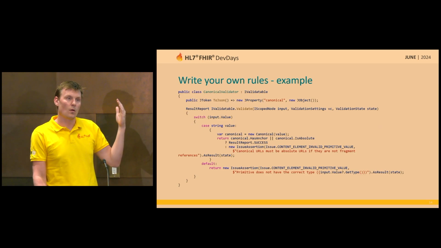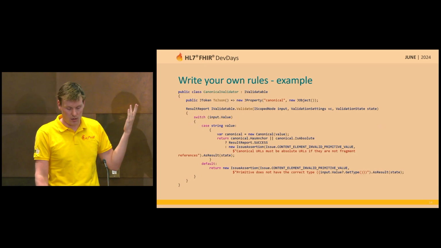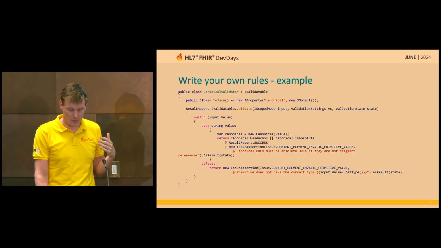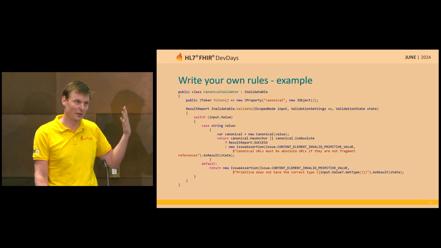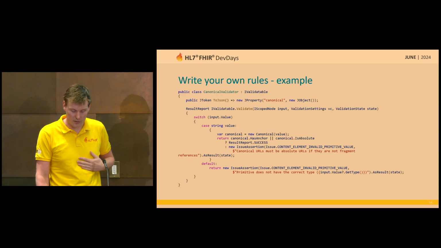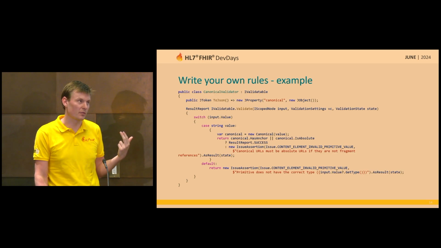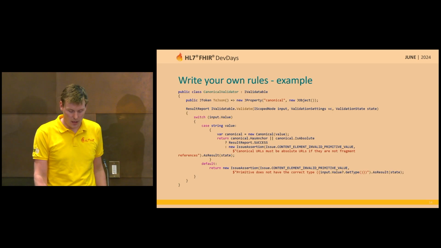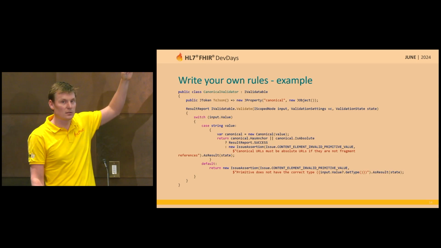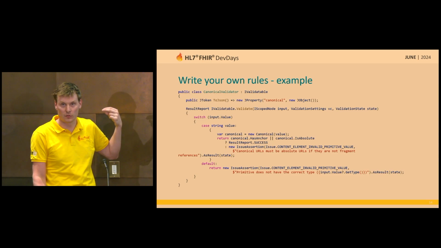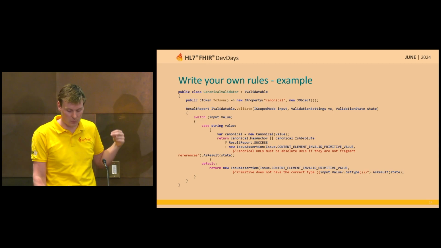And then it has one function to implement, called validate. It will take, in this case, an IScopedNode, which is something internal we use, but it's actually a resource or an element to validate. It will have the settings from the validator, and it will have some state to keep the errors. And then in this case, it will just validate that element, whether it conforms to the rules of being a valid canonical.